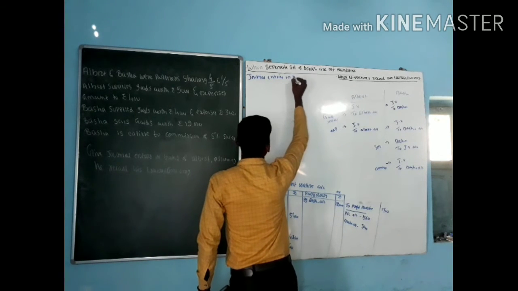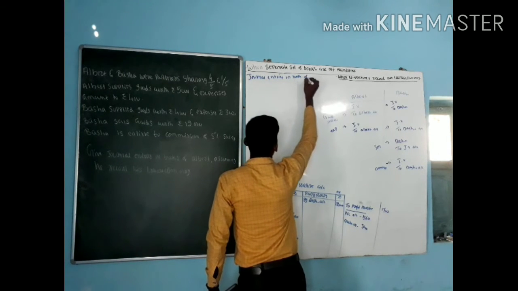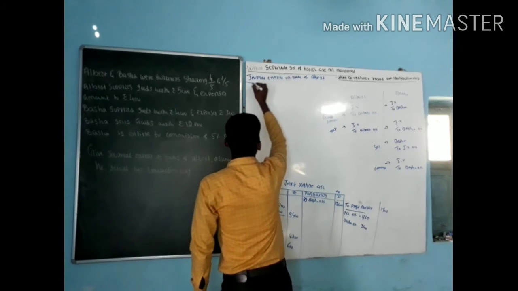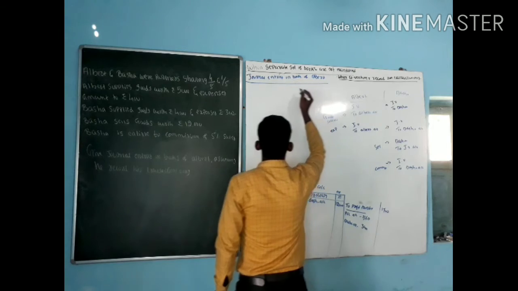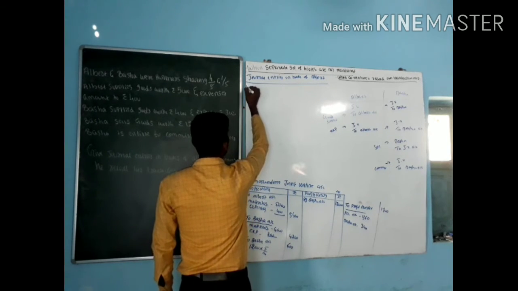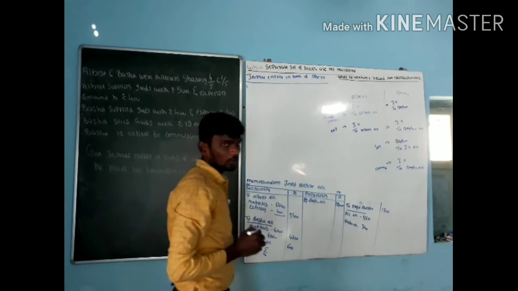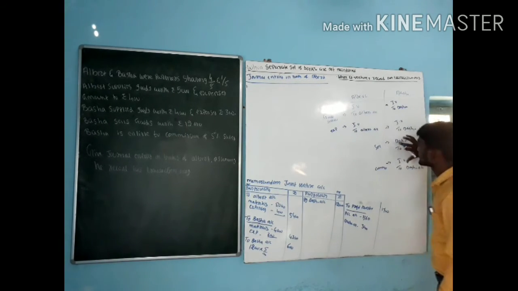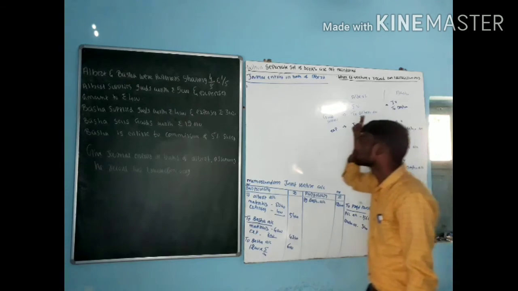Journal entries in books of Albert. Books of Albert, listen, I need to follow only those two transactions. I should not record any kind of transaction of Basha.